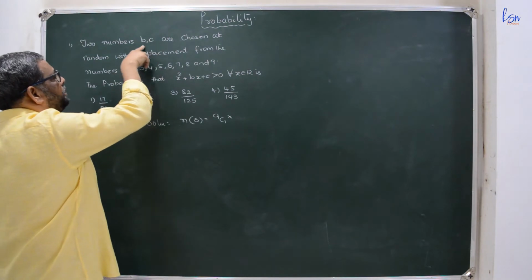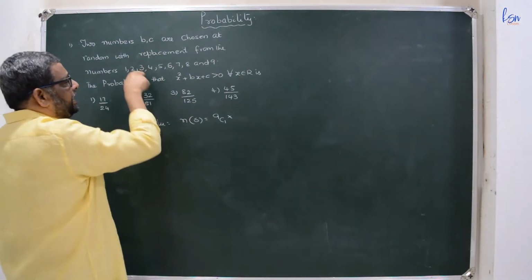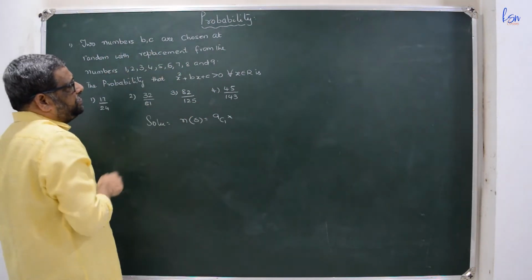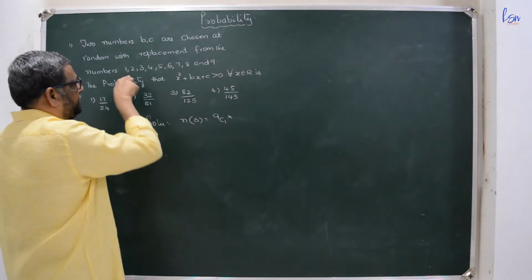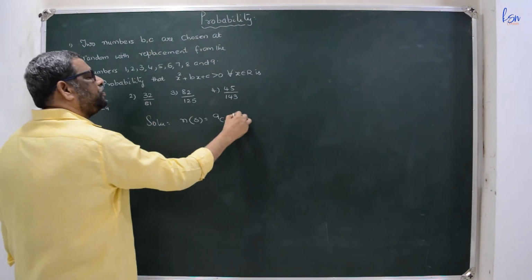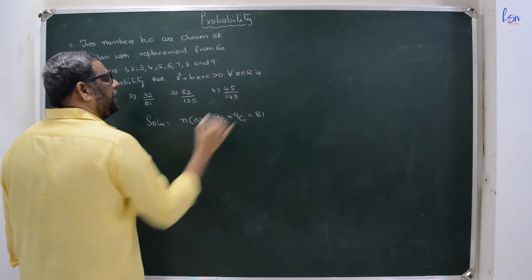Now here B and C are chosen at random with replacement. So the number that has been assigned to B will be put back into the collection. Therefore there are 9 numbers again. So C can also be chosen in 9C1 ways. This is 9 into 9, 81.